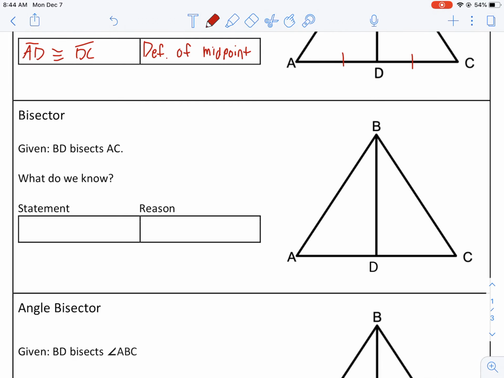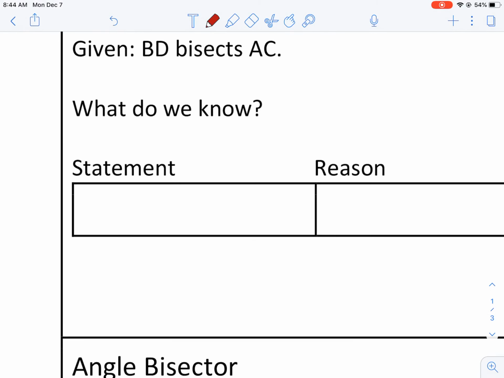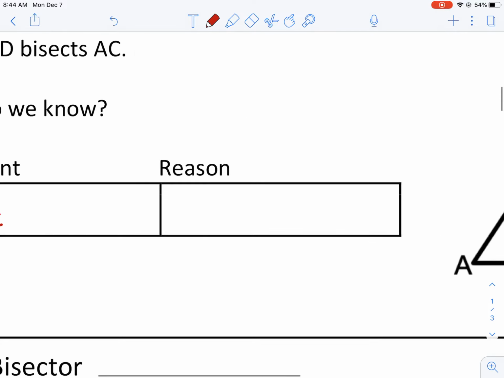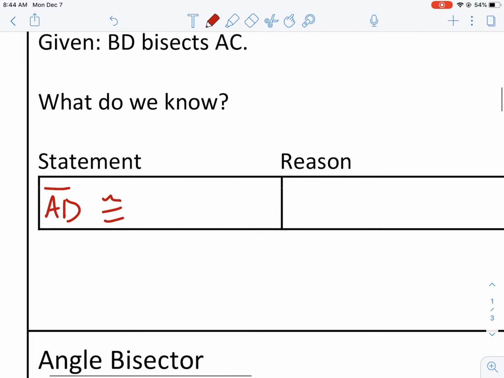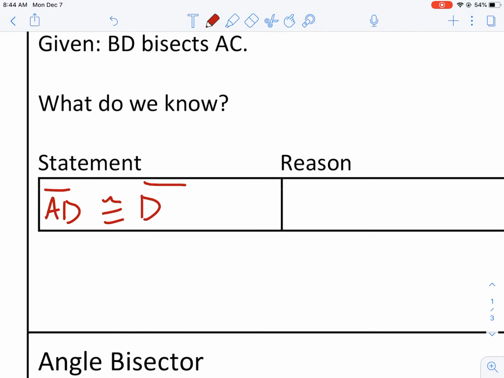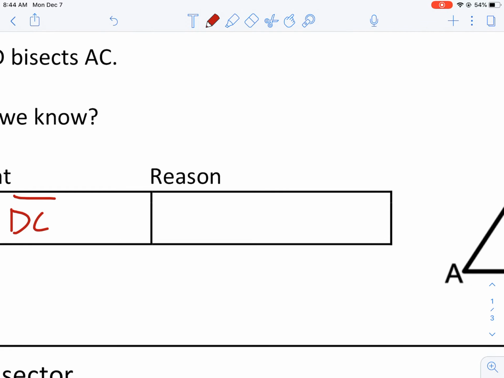Next thing is bisector, right? Remember, bisector means to cut in half. So if it says given BD bisects AC, guess what? That pretty much means the exact same thing as midpoint, okay? If it cuts it in half, this half is equal to this half. So we'll say AD is congruent to DC. And the reason would be definition of bisector.